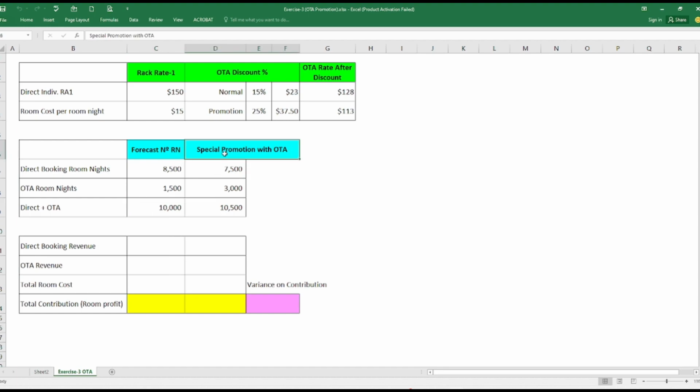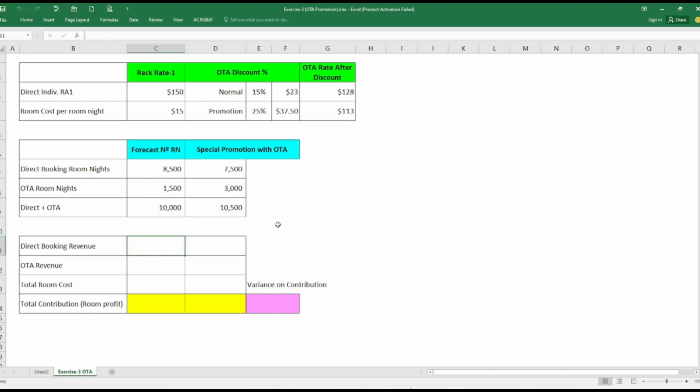So with the special promotion, the 8,500 room nights become 7,500 room nights, because we give 3,000 room nights to OTA with a 25% discount, so at the rate of 113. So total direct booking plus OTA is 10,500 room nights. So let's calculate together.